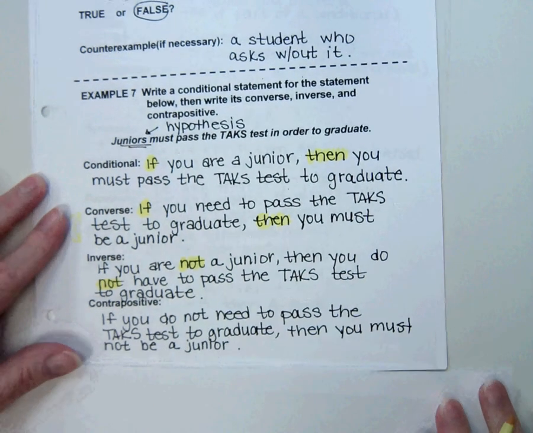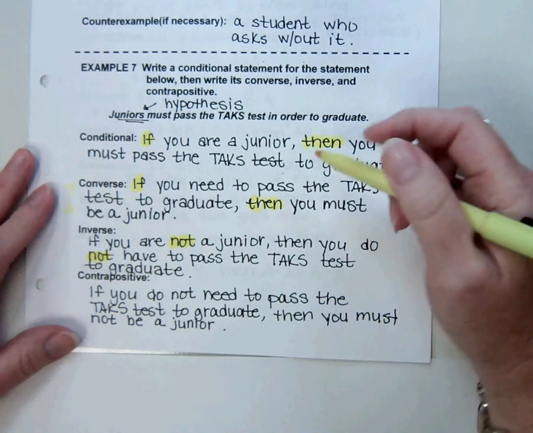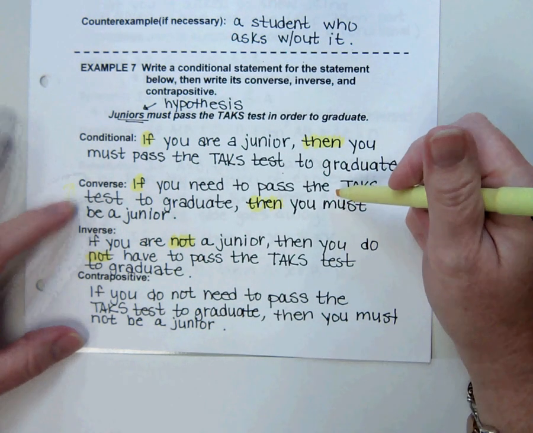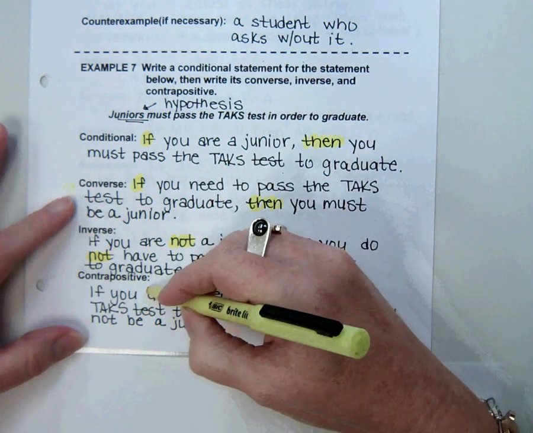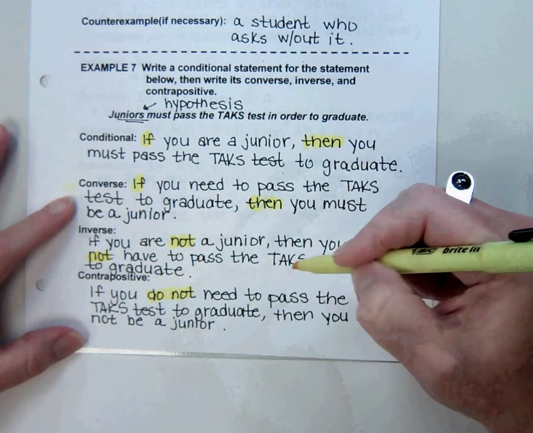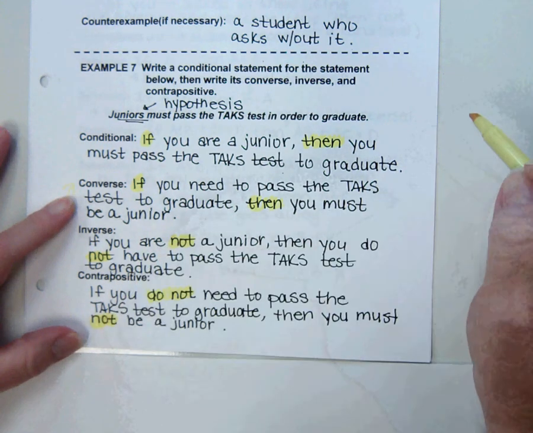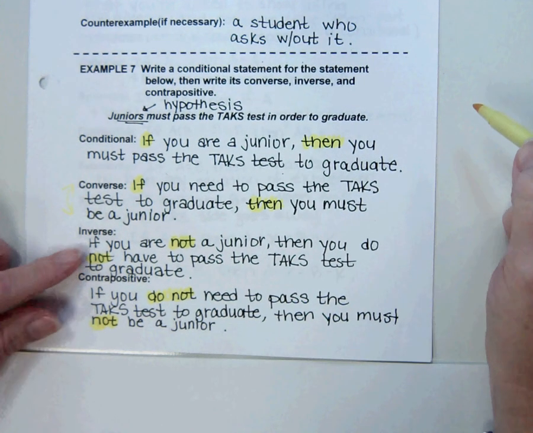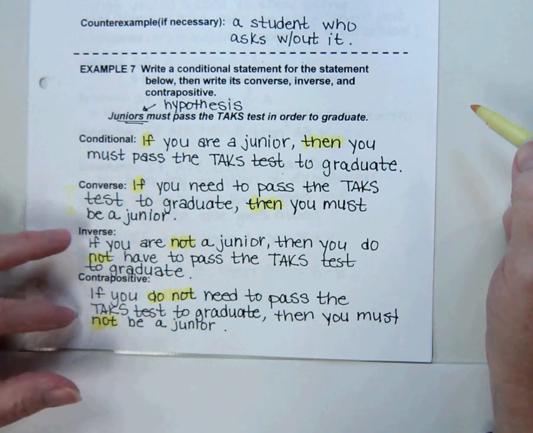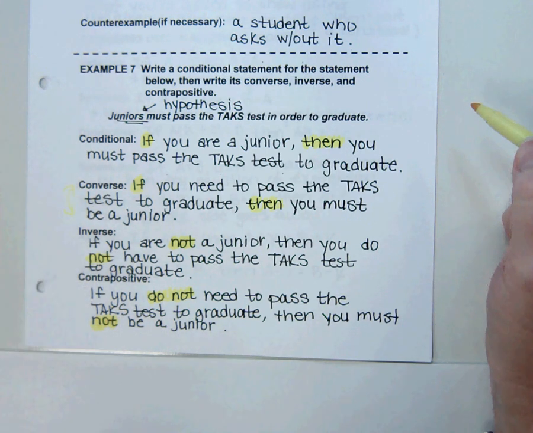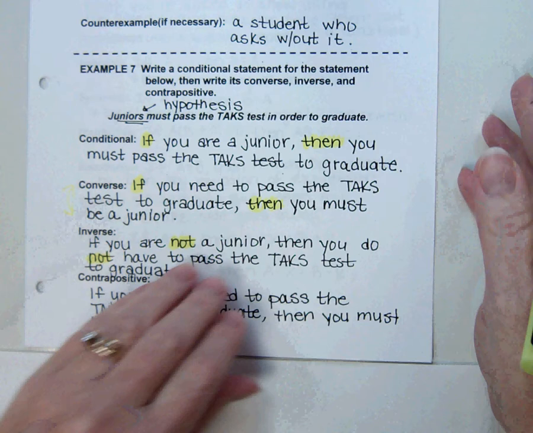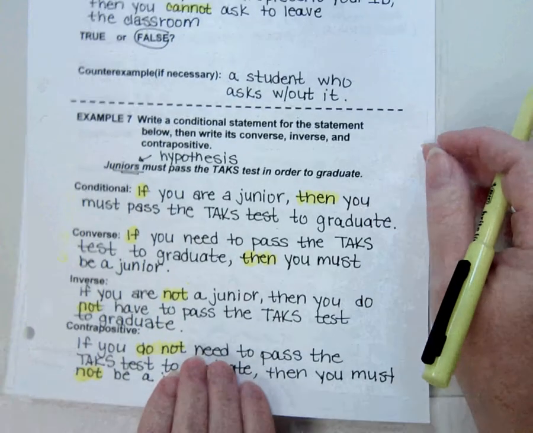If you write your contrapositive, you're going to negate the converse statement. See how you still have the words do not and not, but it flipped this one. So it almost looks like you're writing the same thing, but you're not. You're reversing the hypothesis and the conclusion. Let me know if you still have questions about that.